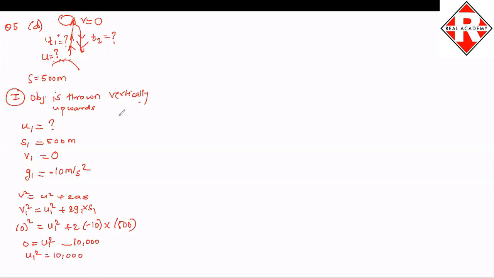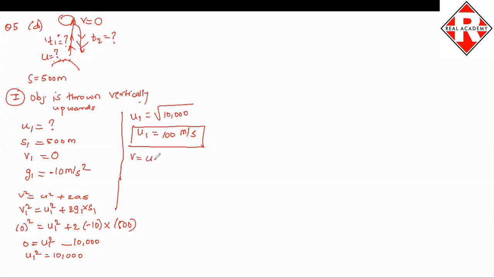So what will be u's value? That is u1 value. So u1 is equal to square root of 10,000. So u1 is equal to how much? 100. Initial velocity, so the unit will be meters per second. So what is the initial velocity with which the ball is thrown upwards? That is 100 meters per second. Now once I have got u1, I need to find the time taken for the ball to reach the height of 500 meters. So which kinematical equation can we use? We can use v is equal to u plus at.